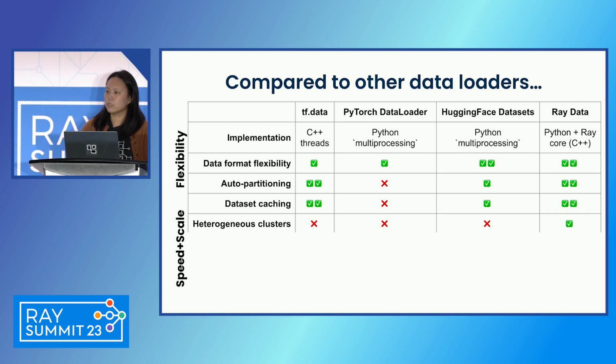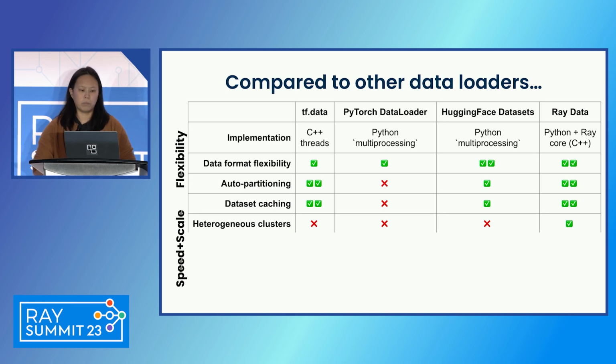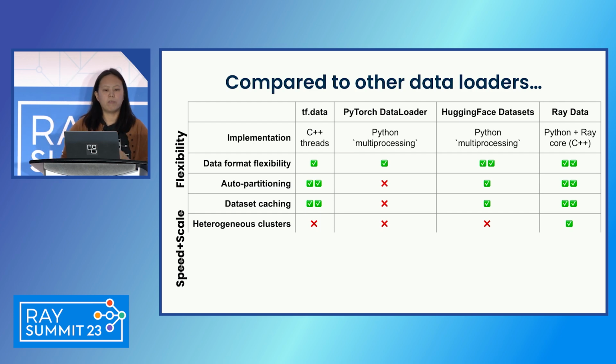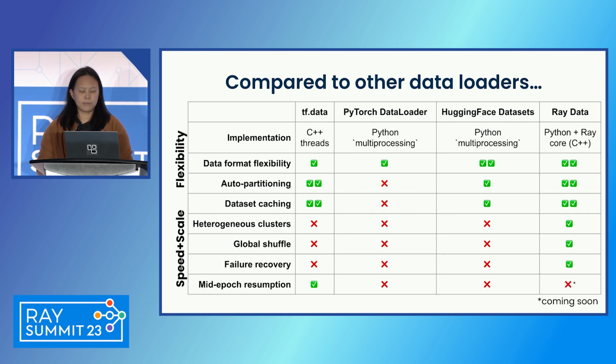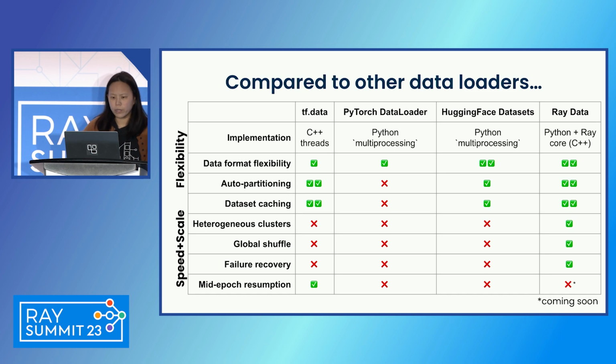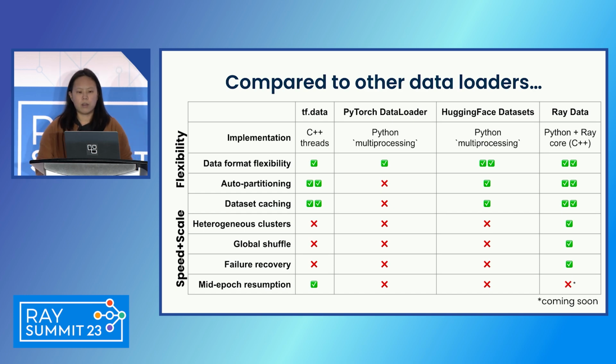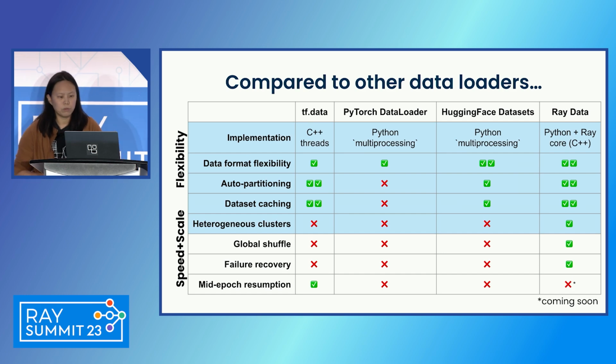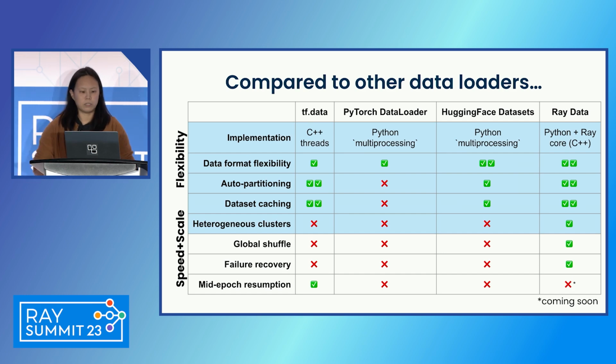Scott will show you some benchmarks later on, looking at some of the more advanced speed and scale features that array data has. That includes being able to cache your data set at any stage in the preprocessing pipeline, as well as being able to use these heterogeneous clusters made up of both CPUs and GPUs to scale out even further. And then finally, array data has some other features here that become really useful once you are starting to scale out to even larger data sets or larger clusters. Now, for today, we'll be focusing mainly on these first rows, but feel free to ask us afterwards about these other features.